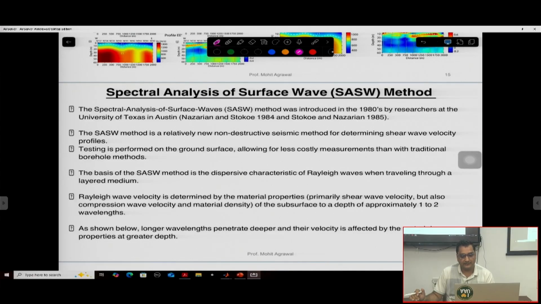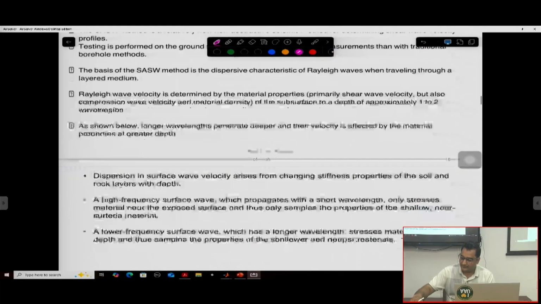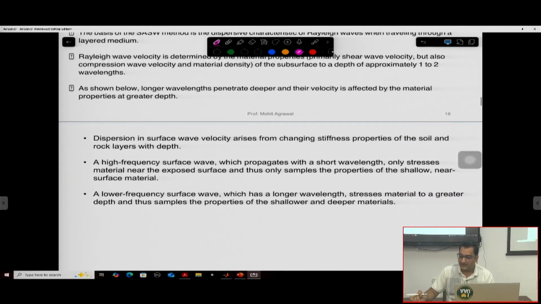In short, it is known as SASW, and it was first developed by the people at the University of Texas at Austin. In this technique you use the dispersive characteristics of the Rayleigh wave that travels through the various layers of the earth, and using that dispersive characteristic you find the dispersion curve using a couple of receivers with the source.